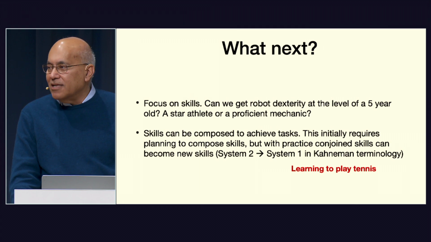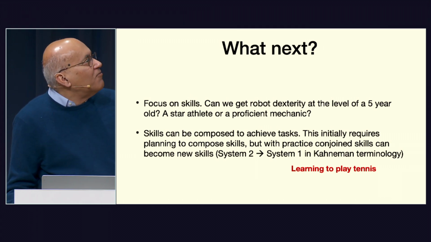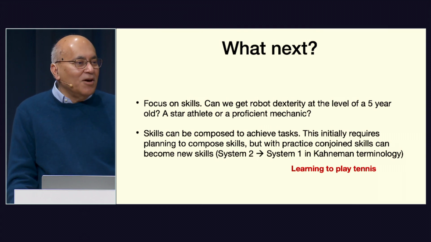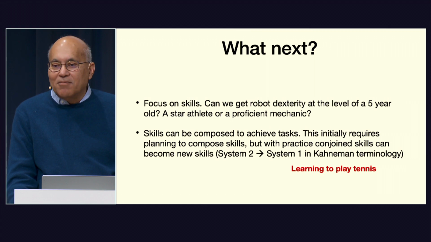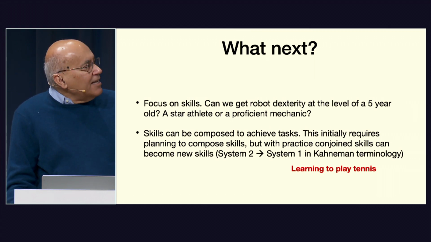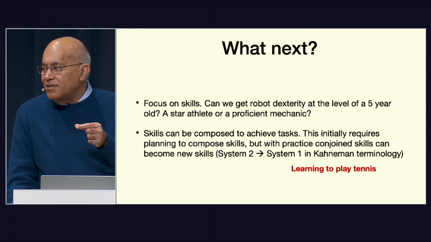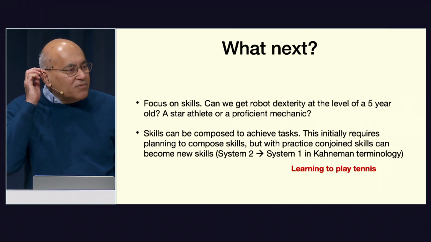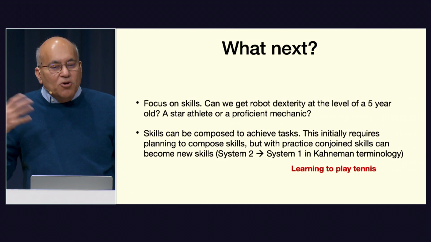So focus on skills, and a target is, can we get robot dexterity at the level of a 5-year-old? Or if you're more ambitious, a star athlete, or a proficient mechanic, or a chef, right? But of course, skills are the lowest level, right? One second unit. We want to solve tasks. We want to achieve tasks. So then we have to do compositionality.